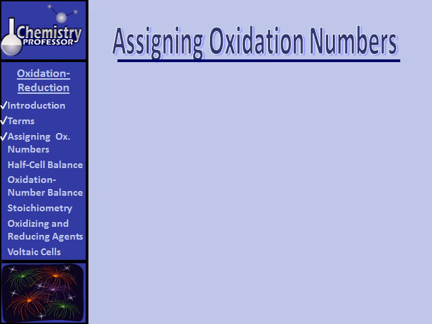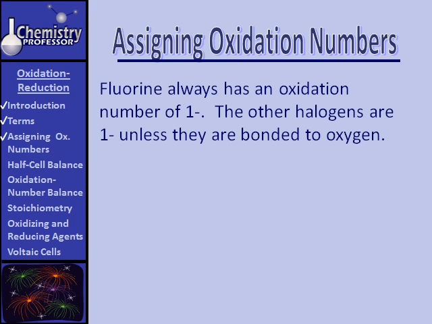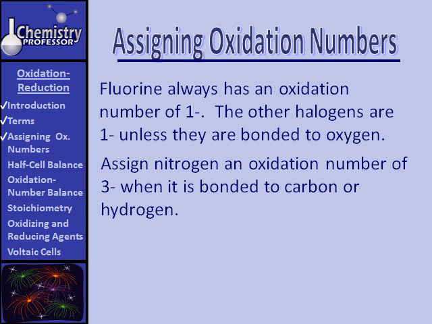Fluorine always has an oxidation number of -1. This is one of the few occasions in which you'll see us using the word always in chemistry. And the other halogens are -1, except when they're bonded to oxygen. Then they're going to take on one of their positive charges, but we'll get there. Assign nitrogen an oxidation number of -3 whenever it's bonded to either carbon or hydrogen. For example, nitrogen in cyanide or nitrogen in ammonia. Assign it an oxidation number of -3.